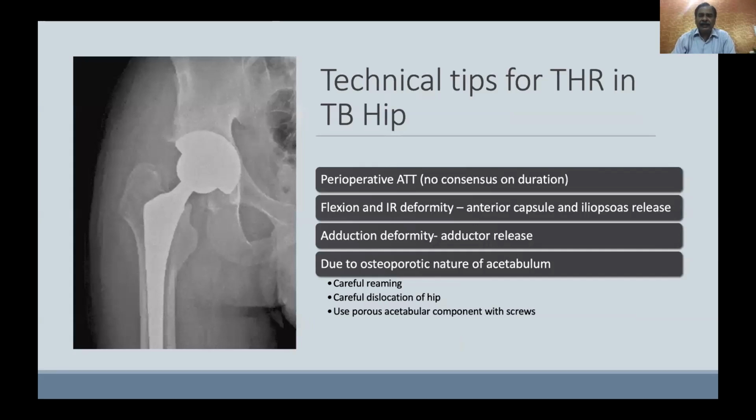Just a few technical tips for total hip arthroplasty post TB. There has to be perioperative ATT, even if the patient has had hip disease for a long time. There's no consensus on duration. We started 2 weeks before and continue it for 3 months later if the disease is otherwise well healed. And then, of course, the flexion and internal rotation deformity needs release of the anterior capsule. Adduction deformity will need release of adductors, and the osteoporotic nature of the acetabulum has to be kept in mind while preparation.